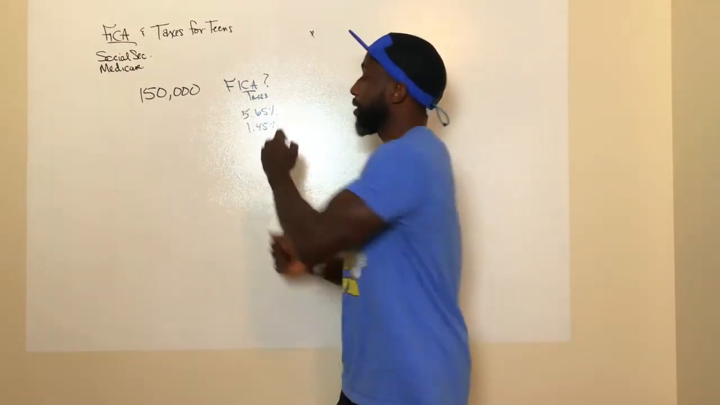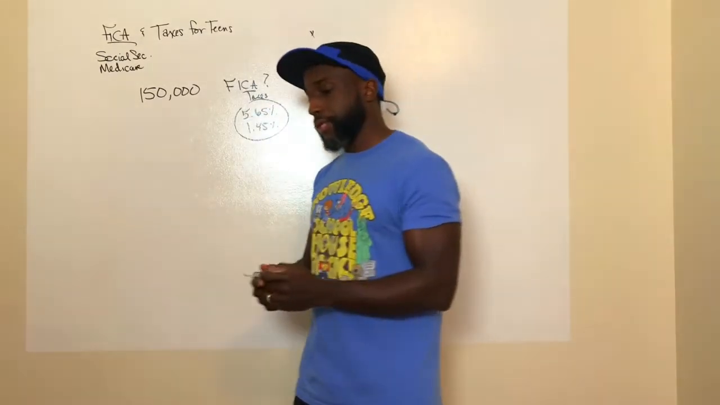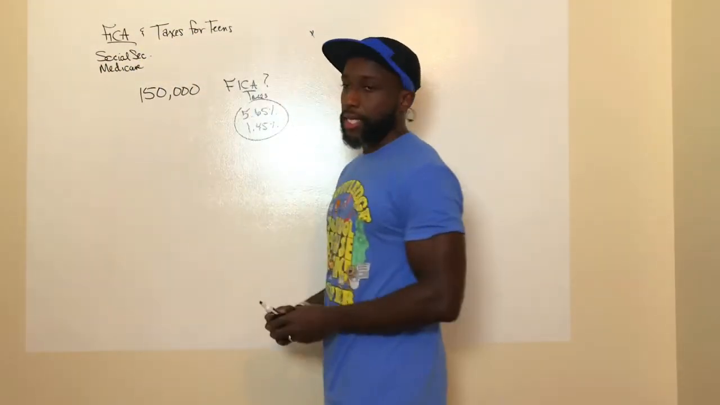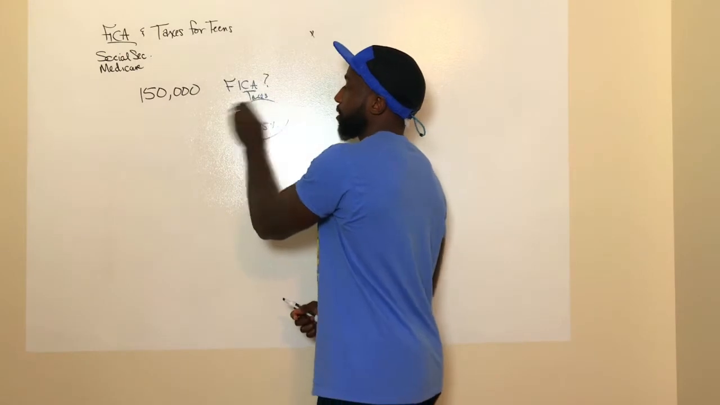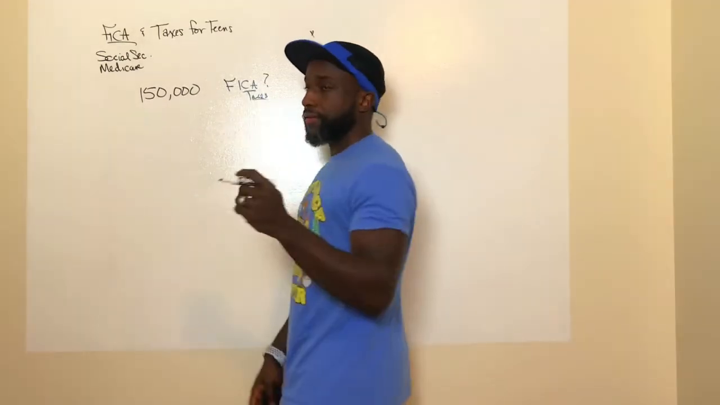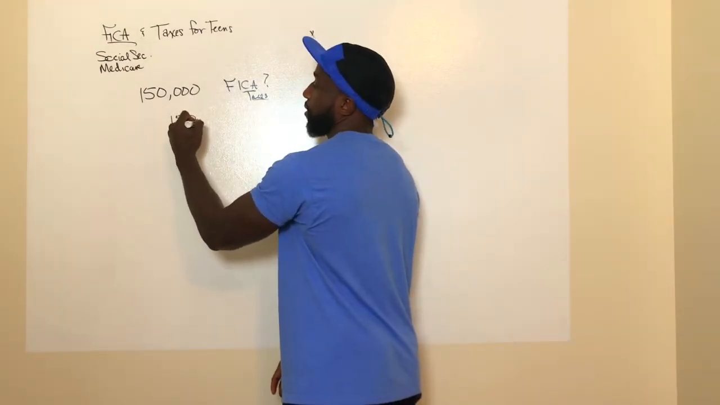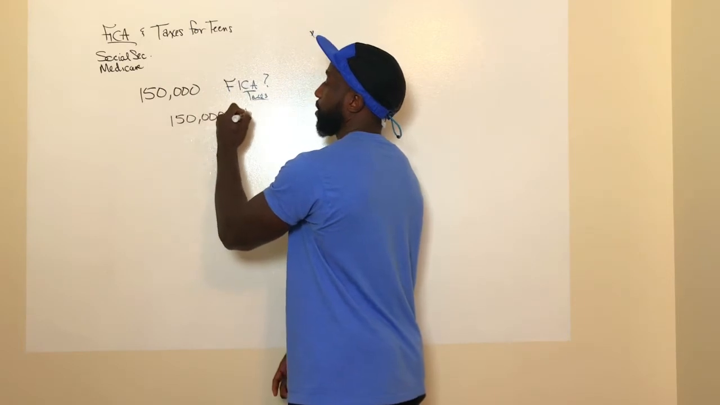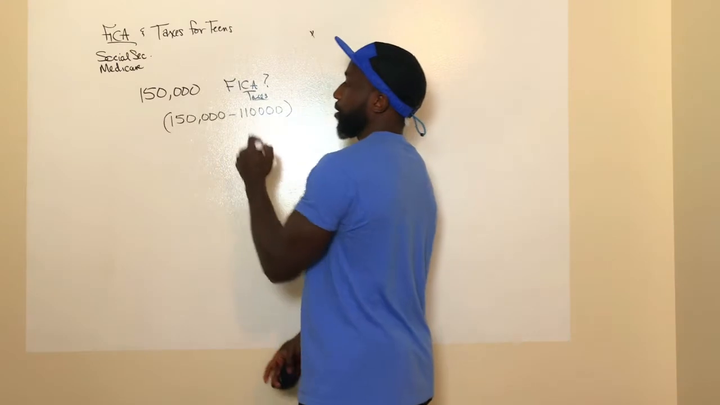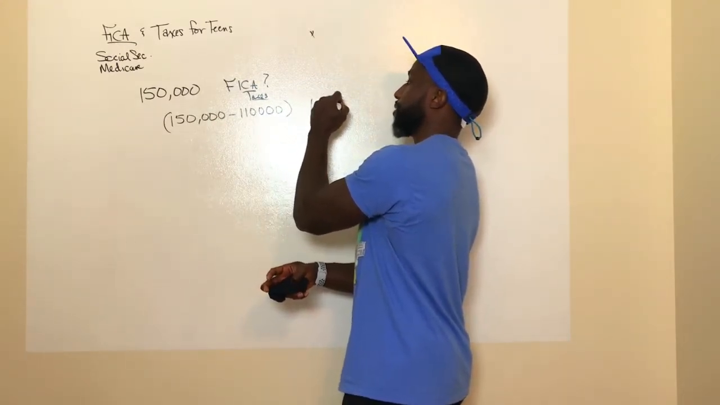And this is only the tax rate when you are not self-employed, and this is the example that we're going to use. So they make $150,000 and they want to know the FICA taxes. The first $40,000, which is $150,000 minus $110,000, you're going to multiply by 1.45%.